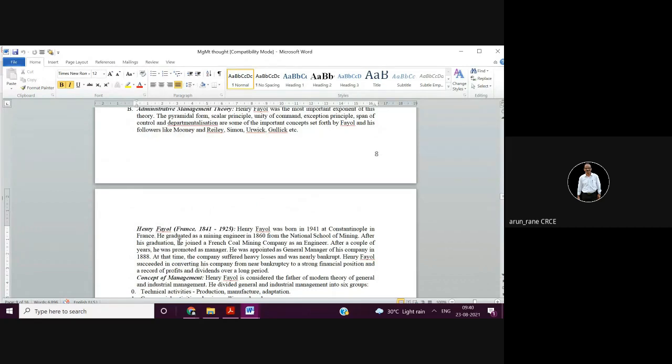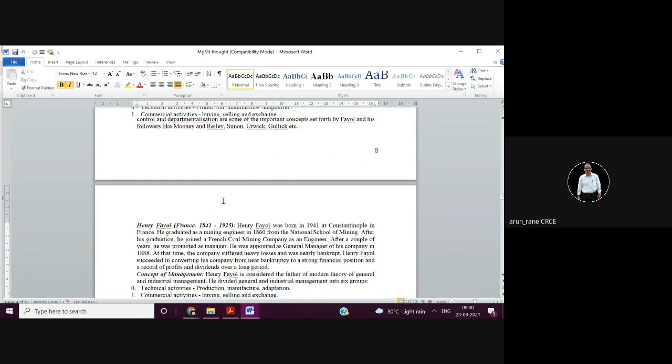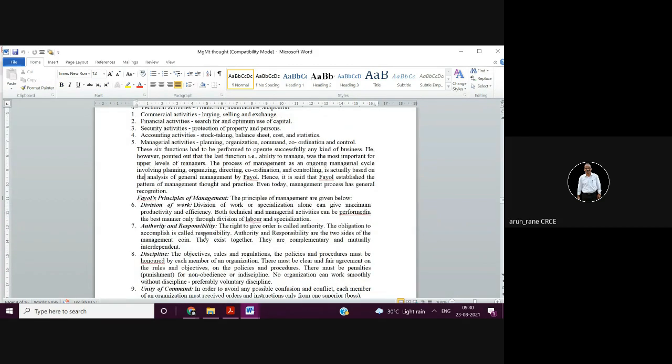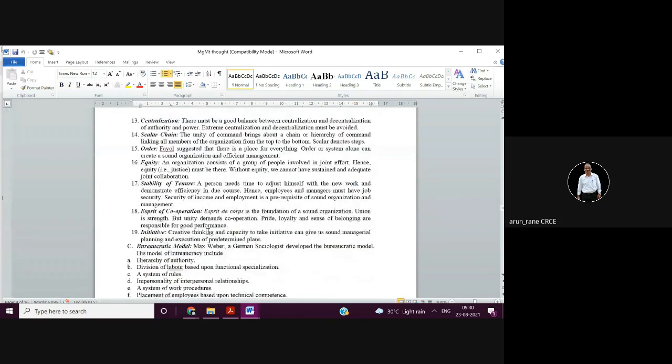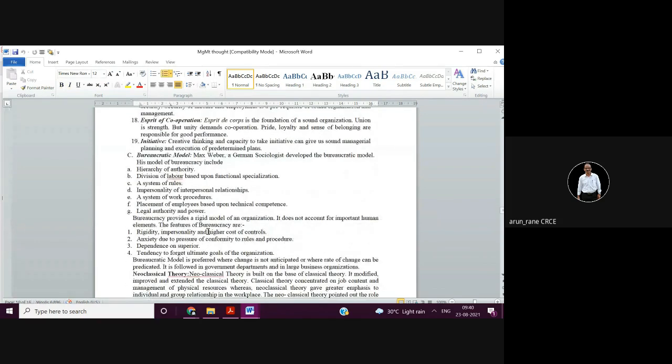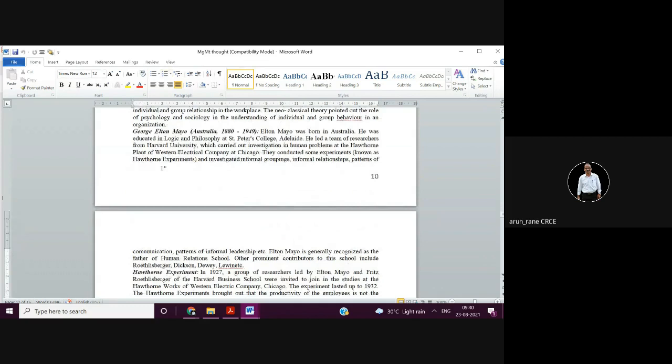Henry Fayol's tenure was from 1841 to 1925, almost a century now. These are Fayol's principles of management. So whatever presentation I showed you has been given in Word format in these notes.